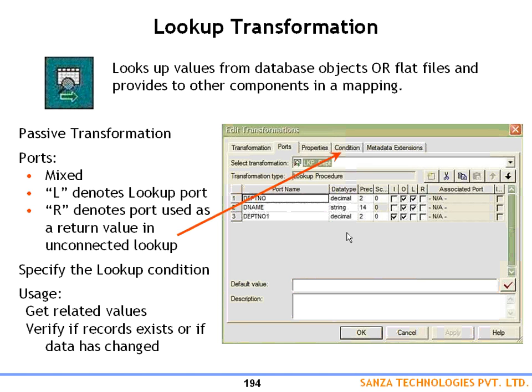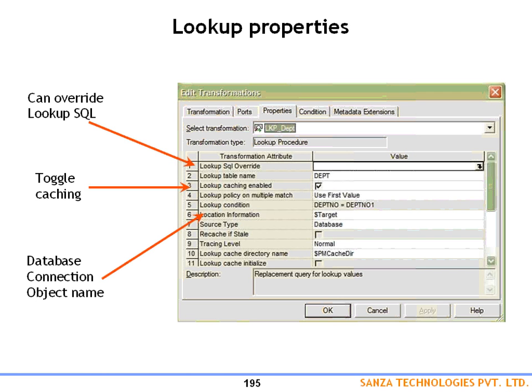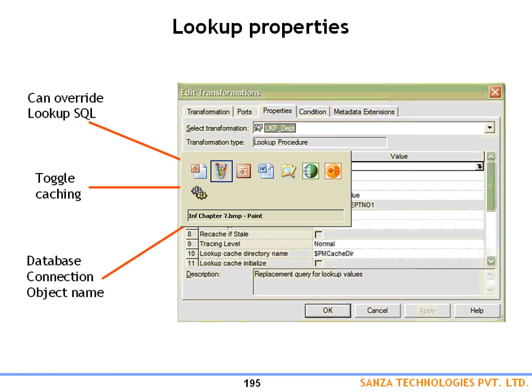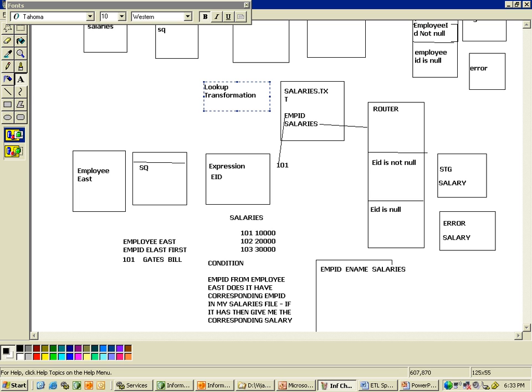Now let me do this mapping and explain the lookup transformation also. So employees, source qualifier, expression transformation, lookup for salaries, does it exist or not, then router transformation. If employee is not null, it goes to the STG employee table; if employee is null, then it goes to the error employee table. So this is what we are going to do.